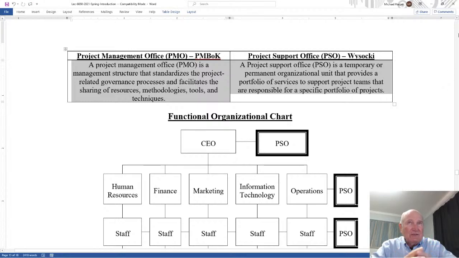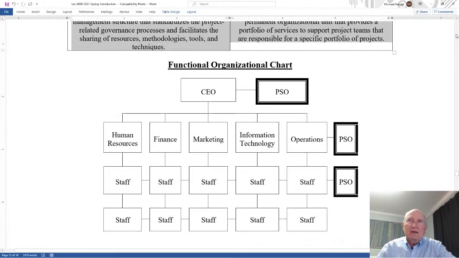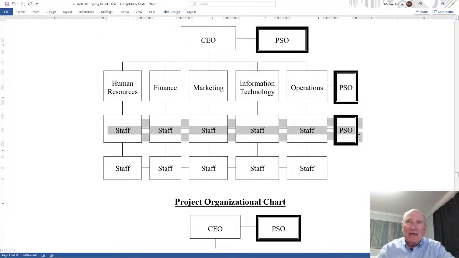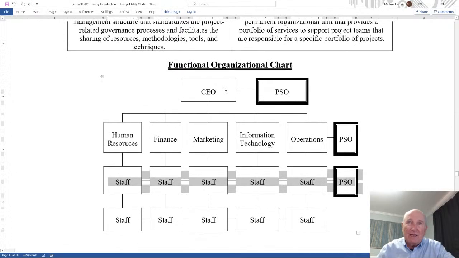The actual definition of a PMO or a PSO is not governance. Governance is not in here. It's support. The governance is in the organizational structure. The PMO or the project management office or support office is support. Now, on the functional, it could be up here and support the CEO. It could support the line managers. It could support the staff. Okay, you could have different types of PSOs.